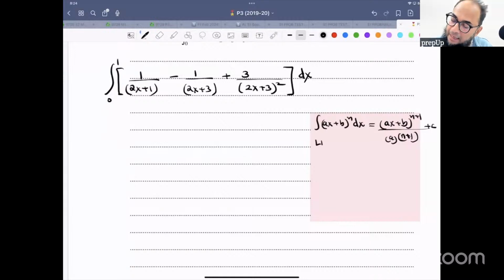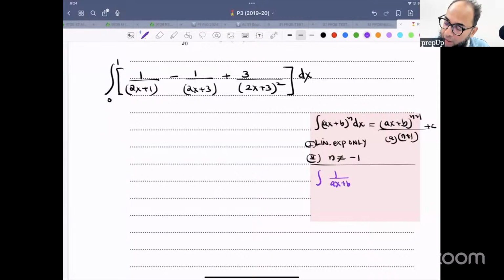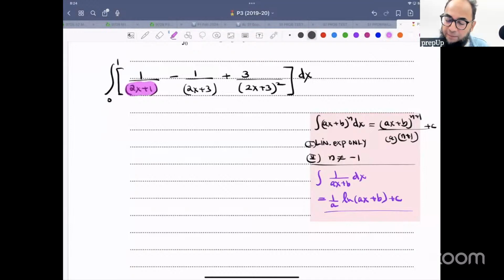It has two limitations. It applies to linear expressions only, and the second limitation is it's valid for all powers except negative 1. What if the power is negative 1? So the integral of 1 over (ax plus b) dx is 1 over a times ln(ax plus b), plus a constant of integration c. So now over here, what is applicable? This one and this one will fall into this category, and this thing over here will fall into this category.